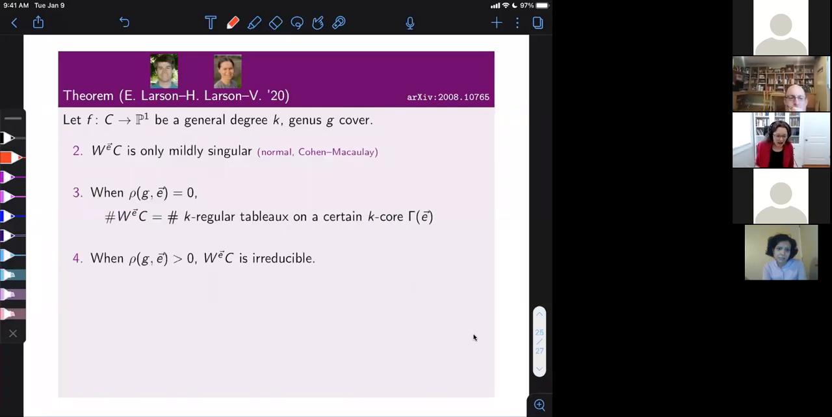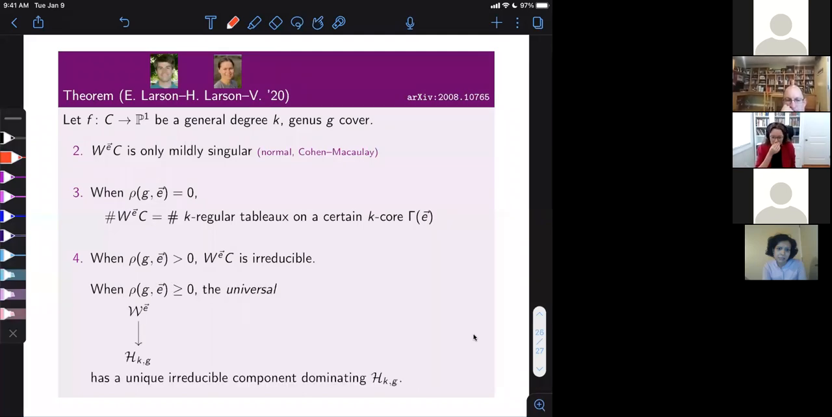And finally, when the dimension is positive, so when it could possibly be, it is in fact irreducible. So the splitting type does completely explain the discrete invariants of this problem, and gives you an irreducible moduli space. And more precisely, when rho is greater than or equal to 0, you can't pick out a subset of the points. They're exchanged transitively. So the universal W_E has a unique irreducible component that dominates the Hurwitz space, because that's what we're working over, because we fixed the map to P^1 as well.